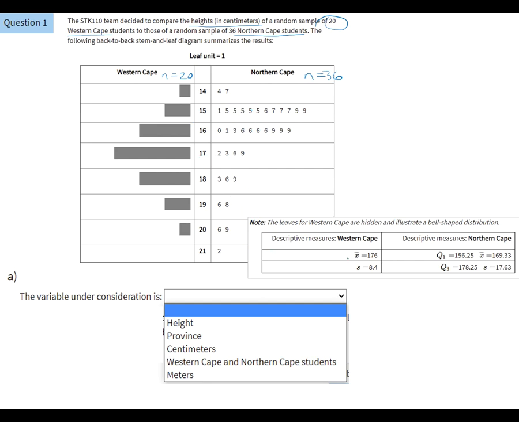We've also given you some descriptive measures, which means you don't need to calculate these yourself, but if you do, you should be getting the same answers as we did. The first thing we ask is what your variable is. Our variable under consideration is the thing that we are analyzing, and that is the heights of the students. So we're interested in comparing heights. The correct answer here would have been heights.